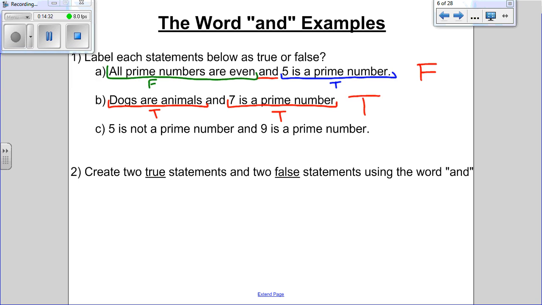The last one. 5 is not a prime number. 5 is a prime number, but they said 5 is not. That means this thing is false. The other one. 9 is a prime number. That is true. You have one false, one true with the word and in between. That means the entire thing is false.